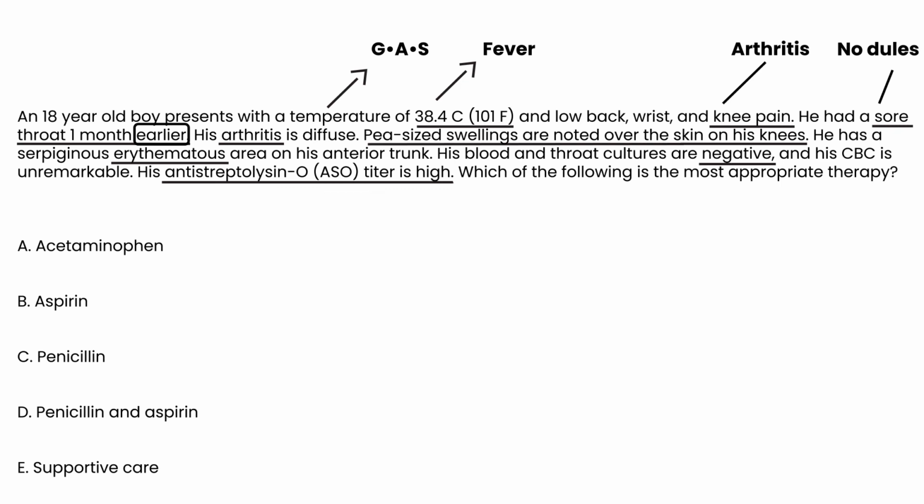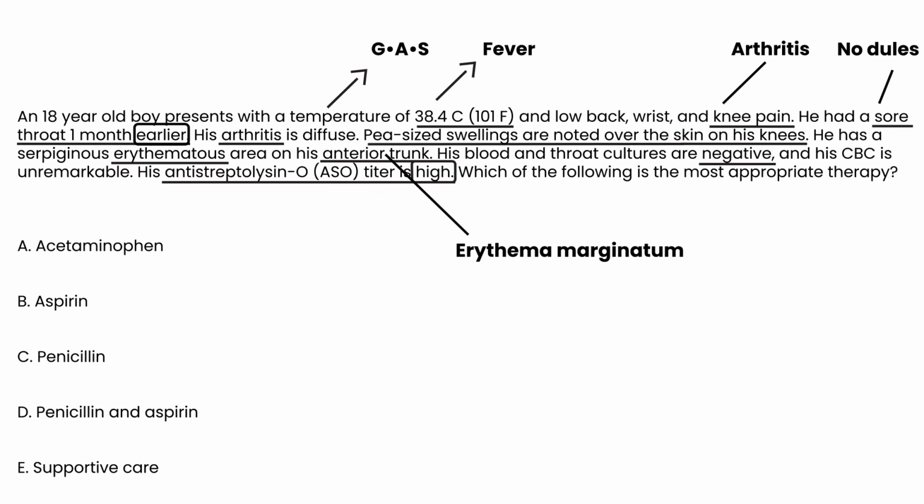Erythematous area on anterior trunk perhaps is referring to that erythema marginatum, which is part of the major criteria. And then finally, they do say that one of the tests for strep is positive. So obviously this patient has enough criteria to diagnose him as having rheumatic fever. He's got 2 major, he's got 1 minor, and all that stuff applies.